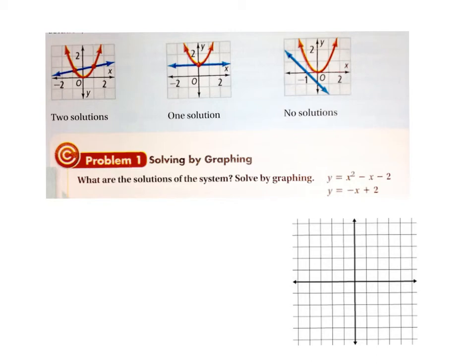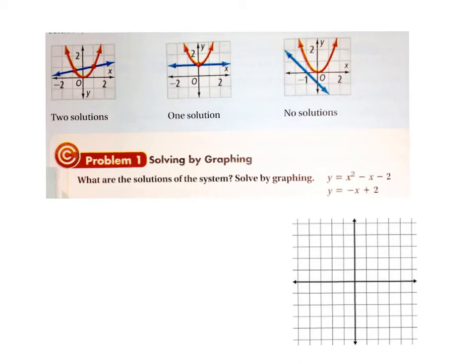So example 1, they want us to solve this system of equations by graphing. And I show you up here that where your two equations cross is your solution to the system. In this case, I have two solutions because it crosses in two spots. In this case, I have one solution because the quadratic just barely touches the line. And in this case, I have no solutions because they don't touch each other at all.